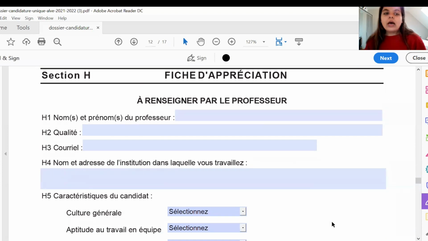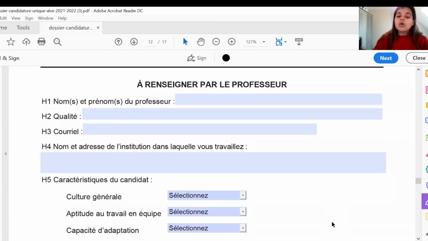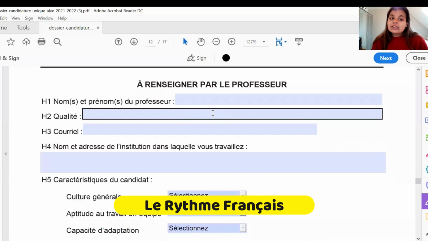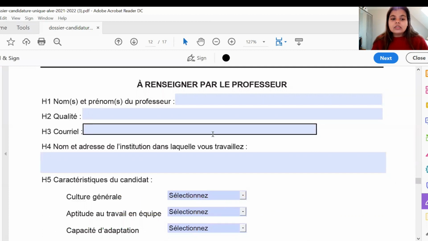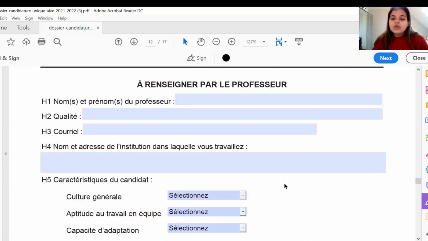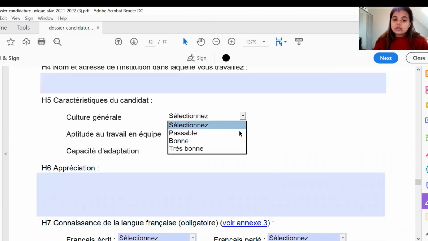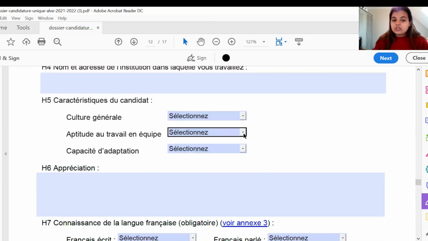Now, this is another question that people have been asking. What does the teacher fill over here? Guys, it's very simple. If the teacher knows you, she will write it very easily, and she or he must have filled this form before. But still, I'll tell you what you write. This is the name and the prénom of the professor. This is her designation. Then this is the email address. Then where the teacher is working. This is something that the teacher has to fill, so I cannot tell you anything.